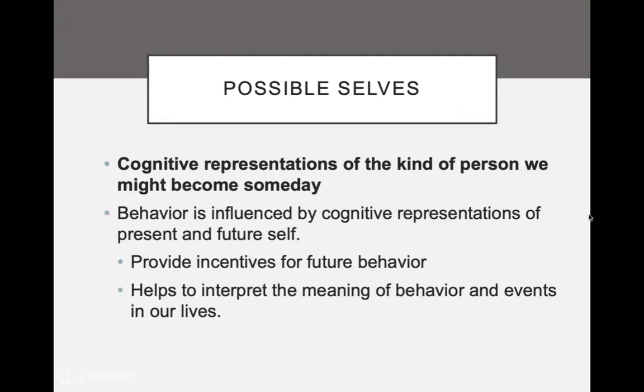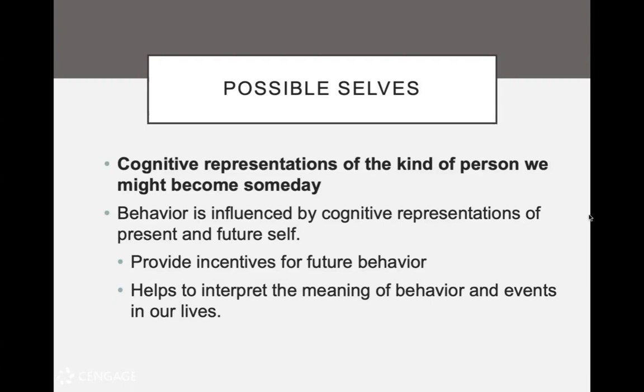Now there is the idea of possible selves, and possible selves are cognitive representations of the kind of person we might become someday. Remember how we spoke about Carl Rogers' ideal self under the humanistic approach to personality? This is something like that. Here, behavior is influenced by cognitive representations of your present and future self. It provides incentives for future behavior. It helps to interpret the meaning of behaviors and events in our lives.